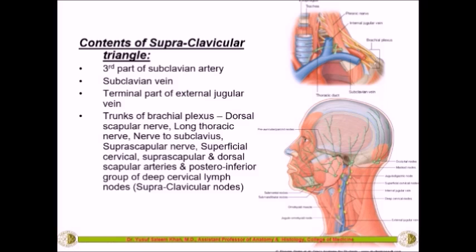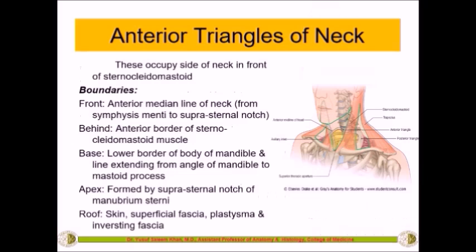So these are some of the very important structures which are either going to the upper limb or coming from the upper limb, and these structures are very important contents of the upper limb. That's why this triangle is very important, even though it is very small.